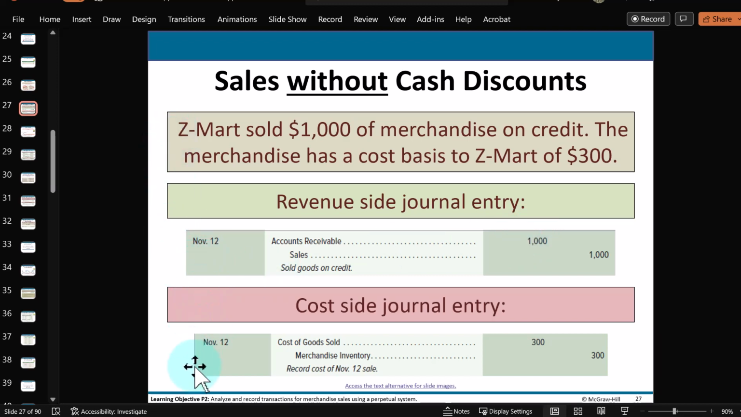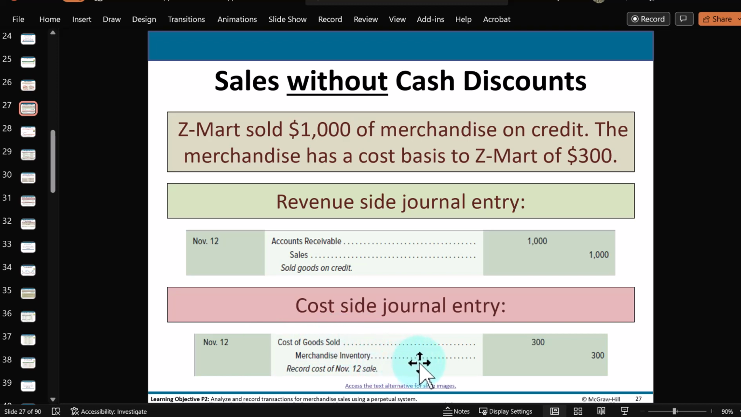And then transaction B is to record the cost of the sale. We've got to take out that inventory of $300. This is our cost. Again, this is the cost to our customer up here. So we're taking it out of inventory and we're debiting that expense called cost of goods sold. Again, these are the two new accounts we're learning here in chapter 4.